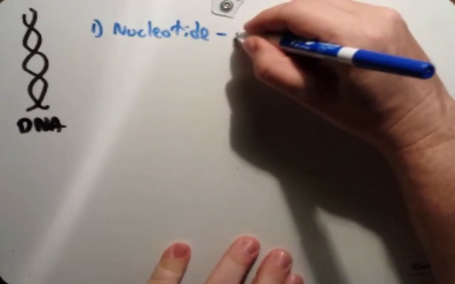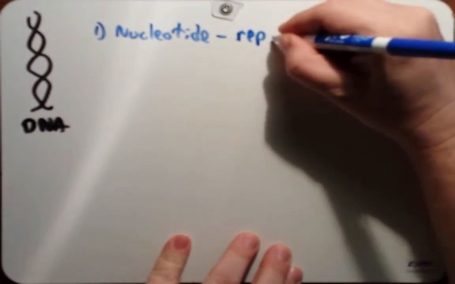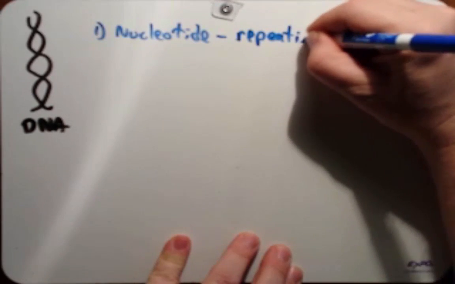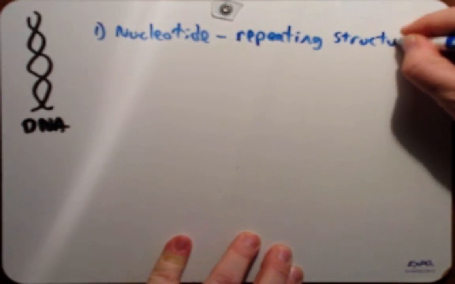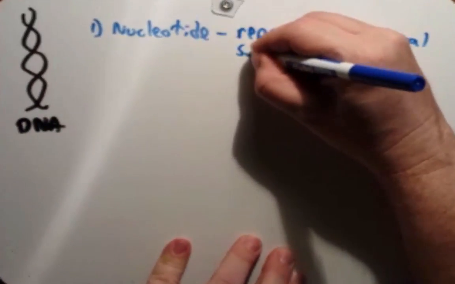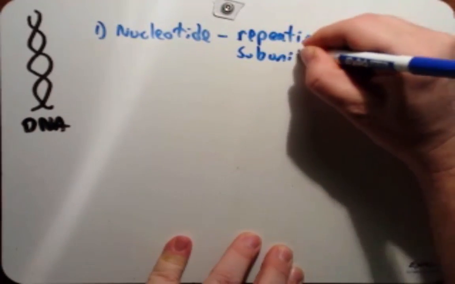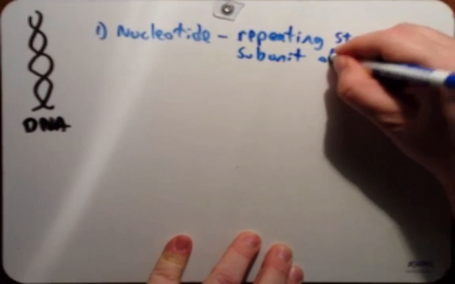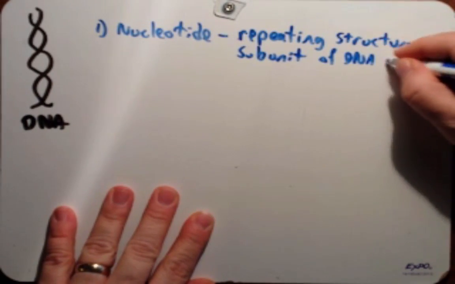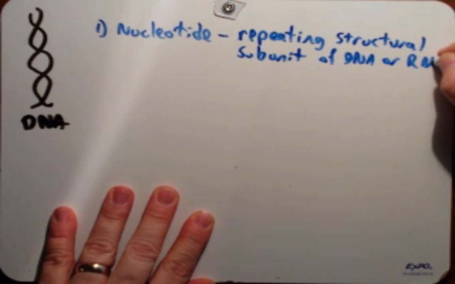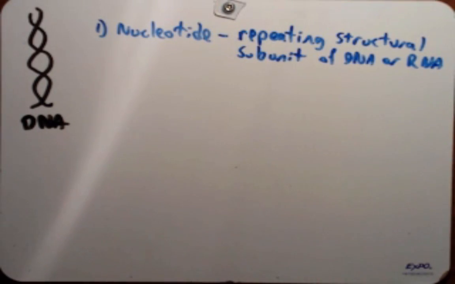And as a quick definition, this is the repeating structural subunit of DNA or RNA. So we want to talk about that first.